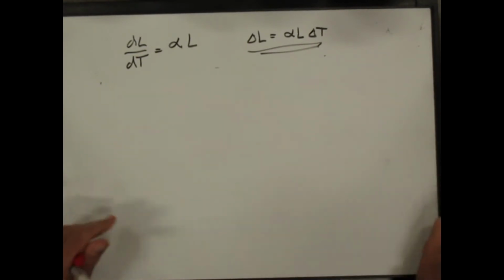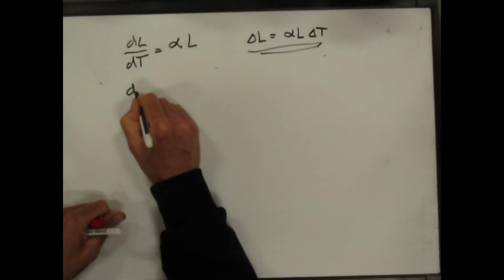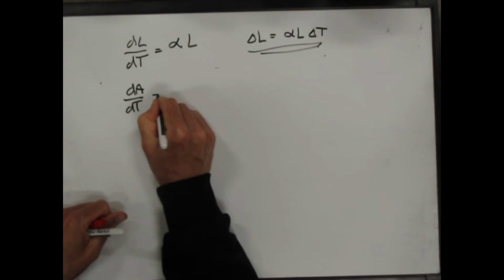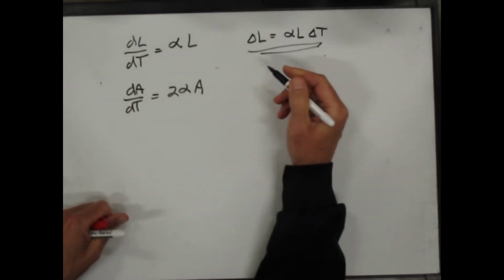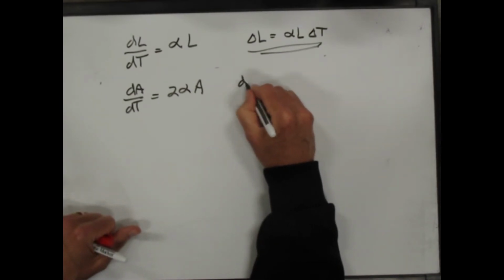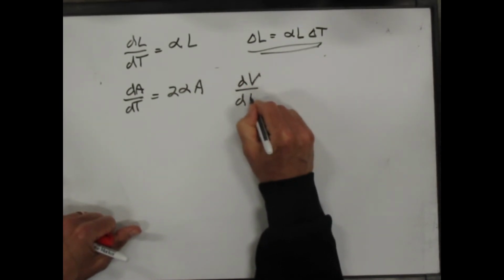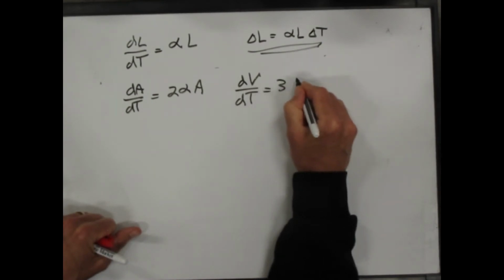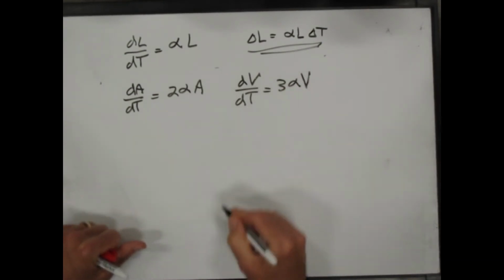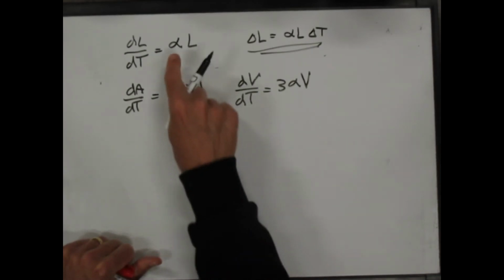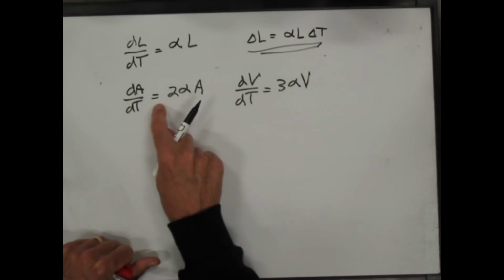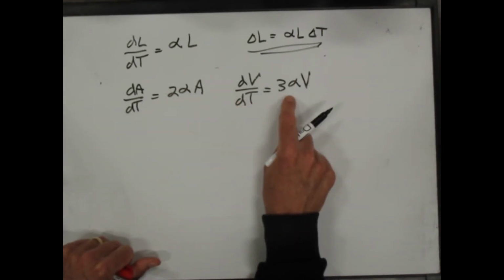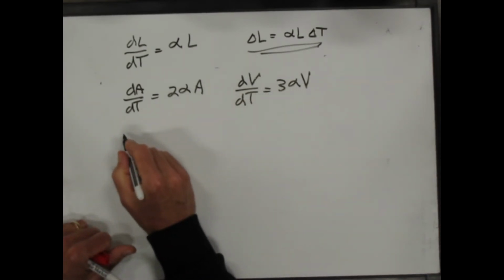And so if I write all these down, I would say dA/dT is equal to 2 alpha times the area. And then I haven't even done this one, but it works exactly the same way. dV/dT is equal to 3 alpha times the volume. And so once you know the coefficients of thermal expansion, you can do a linear expansion problem, an area expansion problem, or a volume expansion problem without too much difficulty.